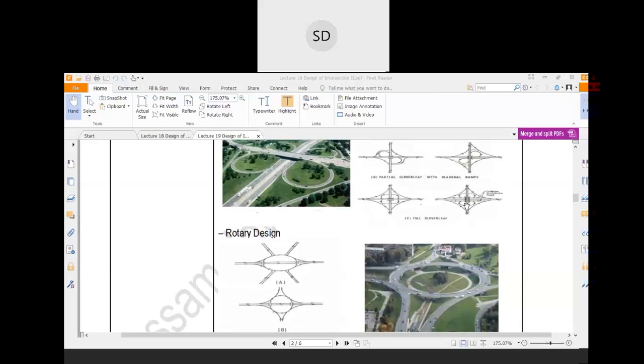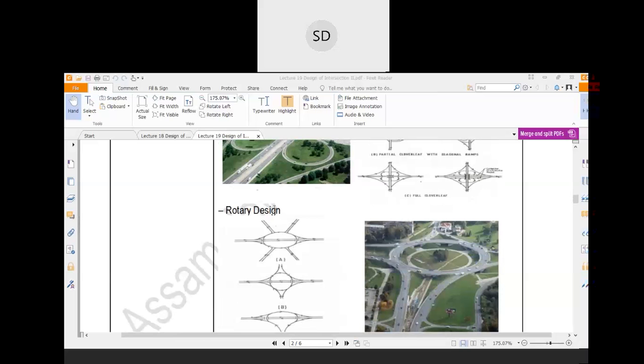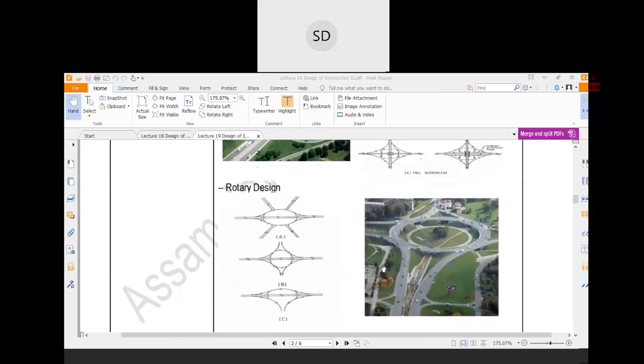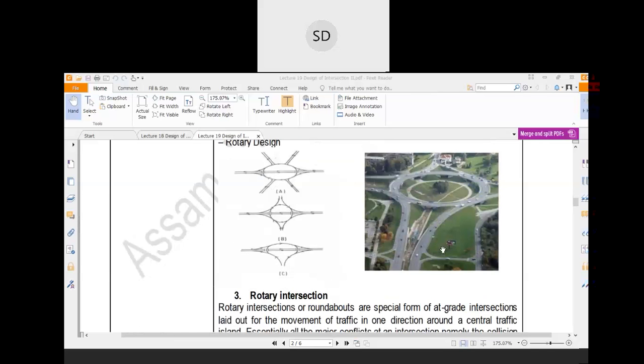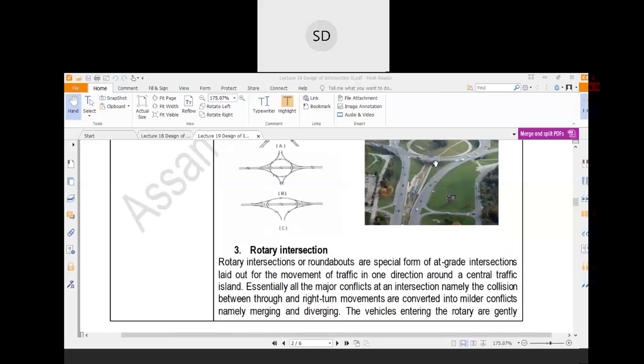Then another type is the rotary design. In the at-grade intersection also there are rotary intersections, and in this case also there is a rotary design. See this picture, this is a practical picture from some place. This is called a rotary design. Another type of intersection is called the rotary intersection. This is a special type of at-grade intersection.